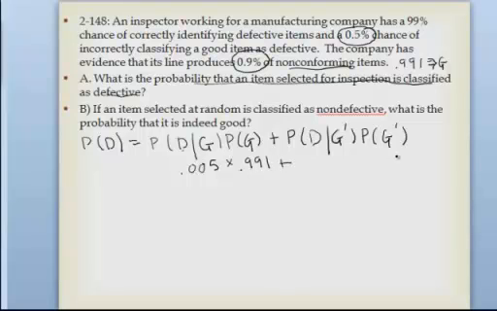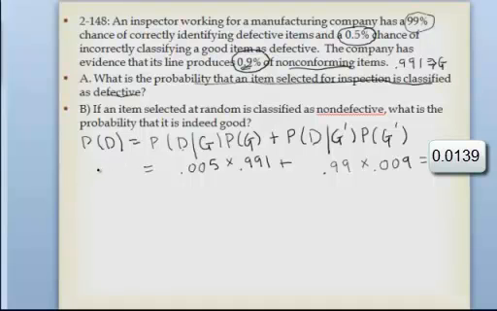And then we can say plus the probability that it is not good, and that here is 0.009. That's from right up here, 0.009. And then lastly, we're going to have the probability that it is classified as defective given that it is not good, and that is 0.99, which is from right up here. And when you work that all out, it turns out to be 0.0139, that's close enough, and that is the probability that it is classified as defective.